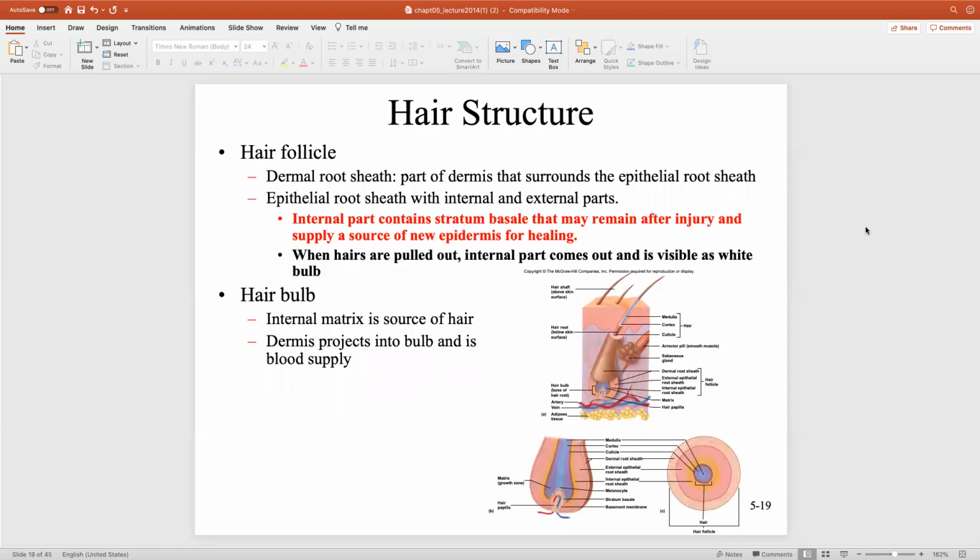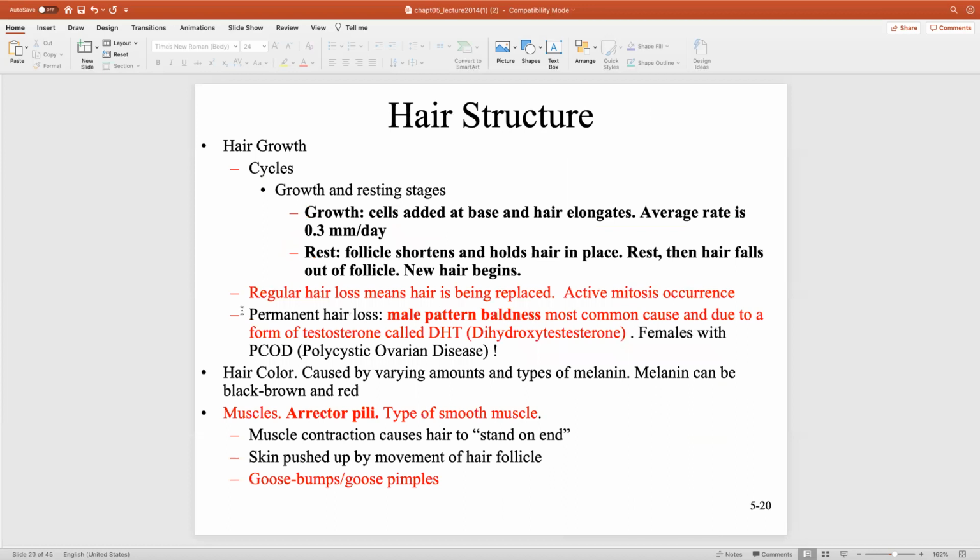All right, skip the hair. The only thing I want you to review about the hair is just when we see it with hair loss, because it does happen in females and males. Regular hair loss is normal. It doesn't mean you're balding. Most of the hair will be replaced due to active mitosis.